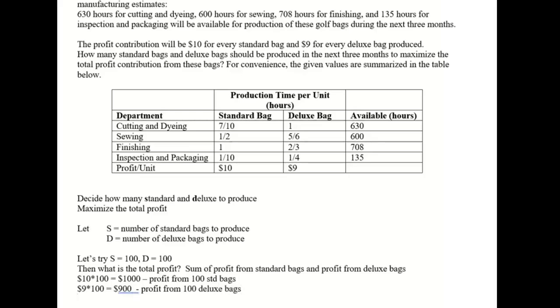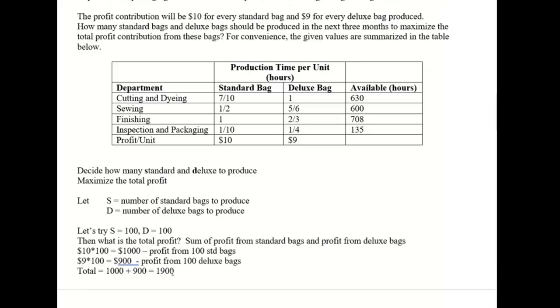Okay, so then we're going to add them together. So total is 1,000 plus 900, so it's 1,900. So what we have is, if you make 100 of standard and 100 of deluxe, then we're going to make $1,900 in total profit. Okay, so now how do we get this?